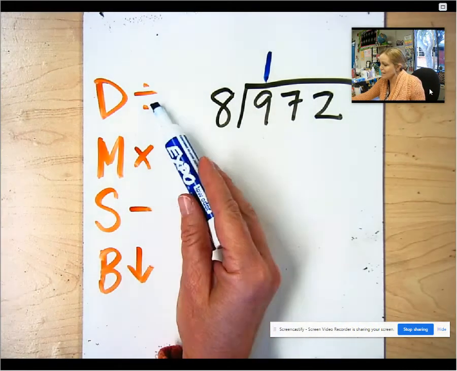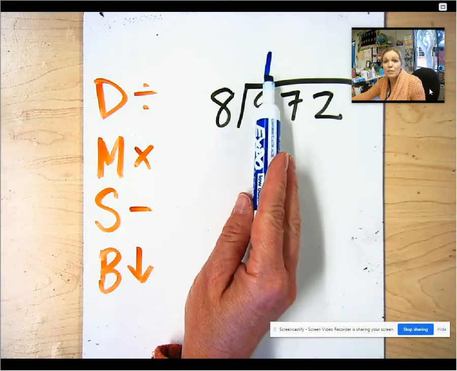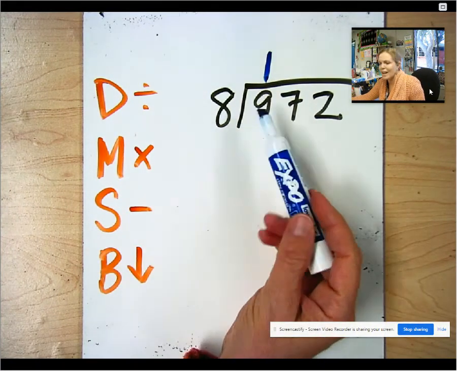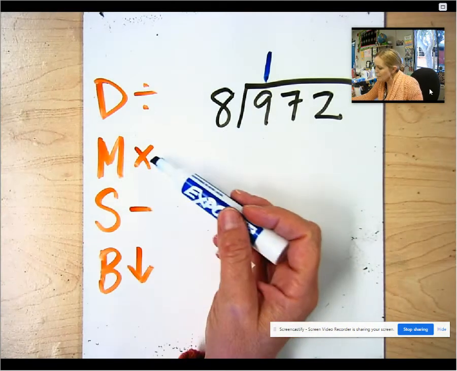So that is 9 divided by 8 will be divided one time. Guess what? There would be 1 left over, right? Because the difference between 8 and 9 is 1. So my next step would be multiply.